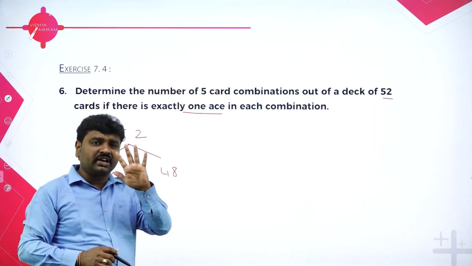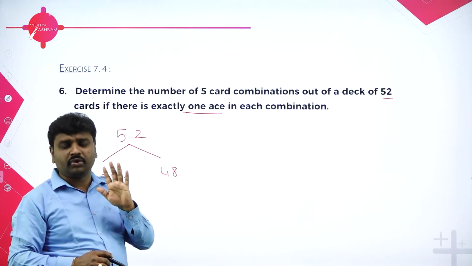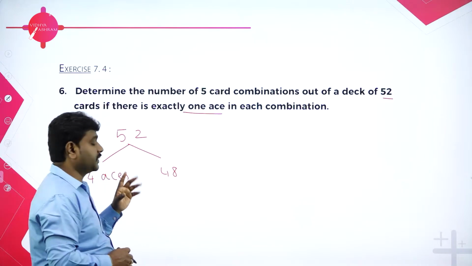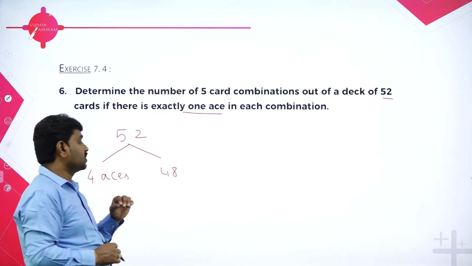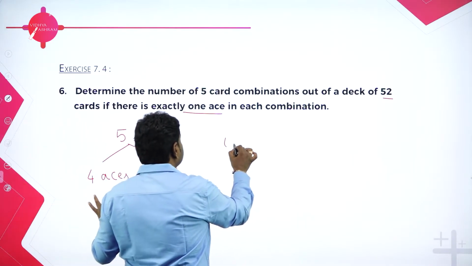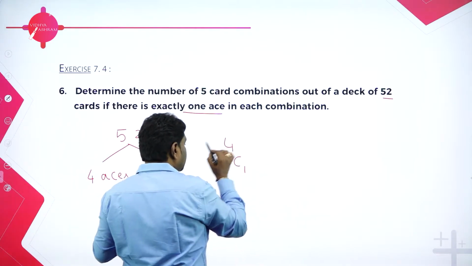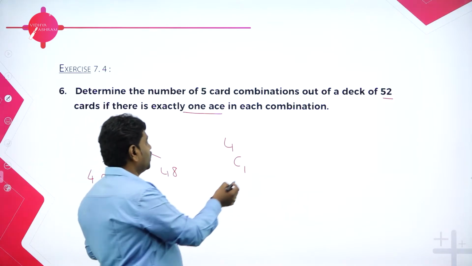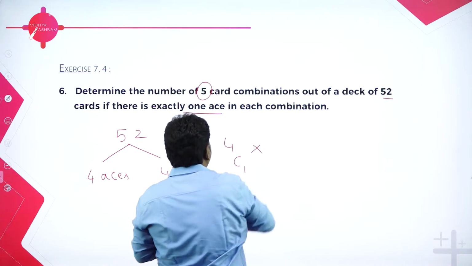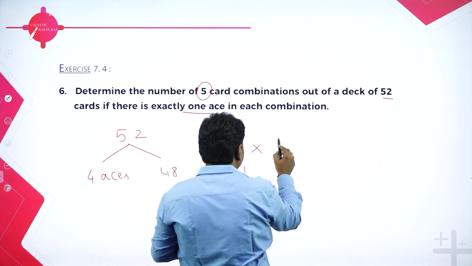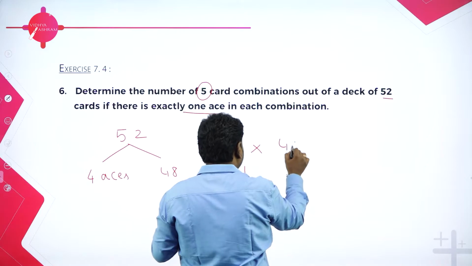If they want you to select 5 cards, 52C5 you could have done. But they gave a restriction. You have to select one ace and remaining 4 cards. So out of 4 aces, one ace can be selected in 4C1 ways. And out of remaining, see, total I need to select how many cards? 5 cards. So remaining 48 cards are there.